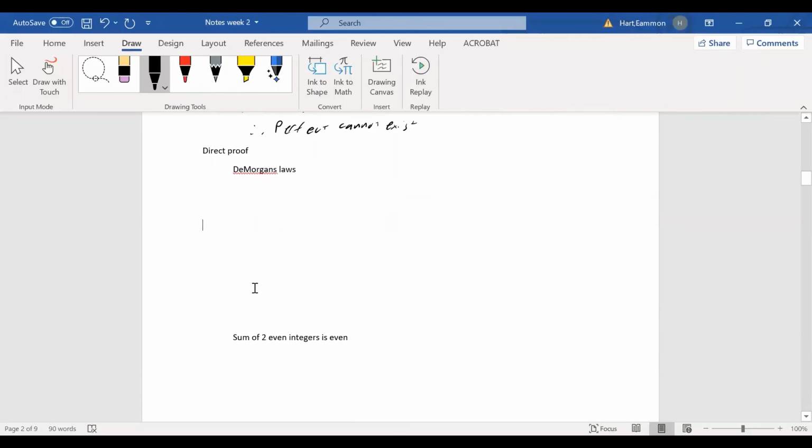So I'm going to give you guys help on one of your homework problems right here. I think this is number 9. Prove that the complement of A intersect B is equal to A complement union B complement.